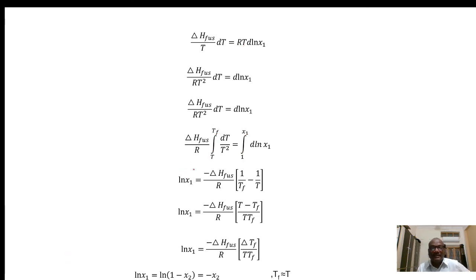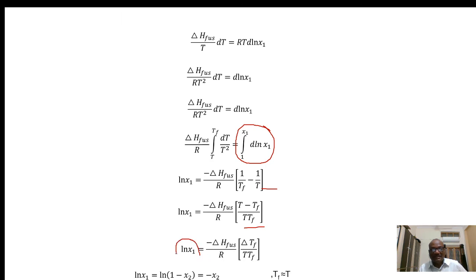So when you are integrating this, the integral from 1 to x1 of d log x1 is nothing but log x1, because differentiation and integration cancel. So log x1 is equal to the integration of dT by T square, which is minus 1 by T. After applying the limits, we have minus delta H fusion by R into 1 by TF minus 1 by T. Now take the LCM. LCM is T into TF, so that we get T minus TF. So log x1 is equal to minus delta H fusion by R into delta TF by T into TF.